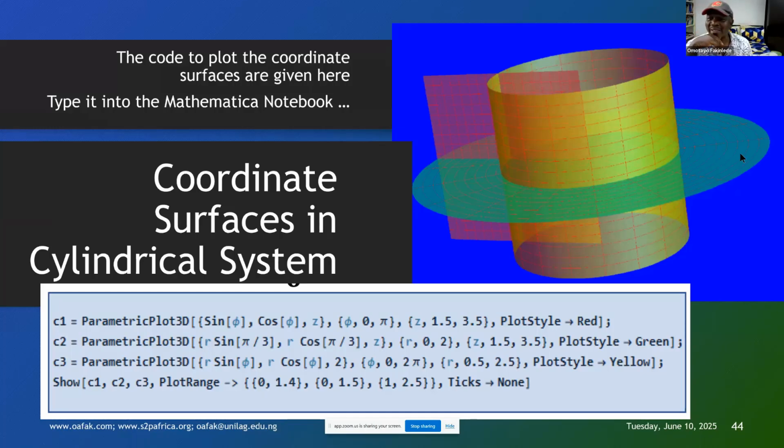It does not matter the orientation of phi. They will always be at right angles to each other, and each of the coordinate lines are equal. I advise those of you who have access to Mathematica, you can do this yourself. I generated this picture with this code. So you just type the code in, and you'll get this picture.